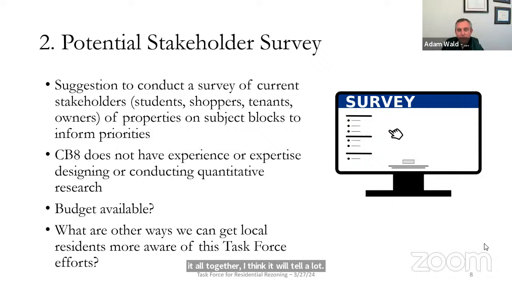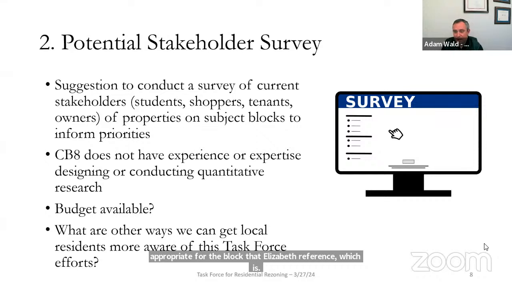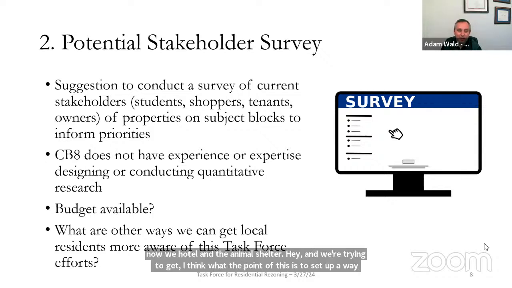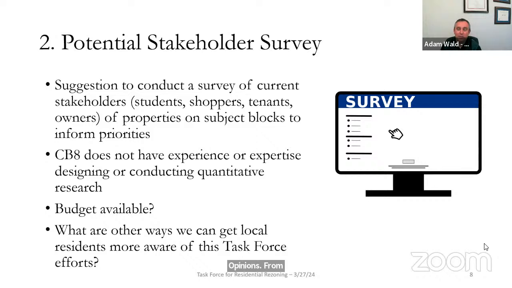Right, and we think that what may be appropriate for the mid blocks in the 90s may be wholly different than what's appropriate for the mid 70s by MSK, and that could be different than what's appropriate for the block that Elizabeth referenced, which was the Bentley Hotel and the animal shelter. The point of this is to set up a way to get opinions from the various stakeholders in those areas.